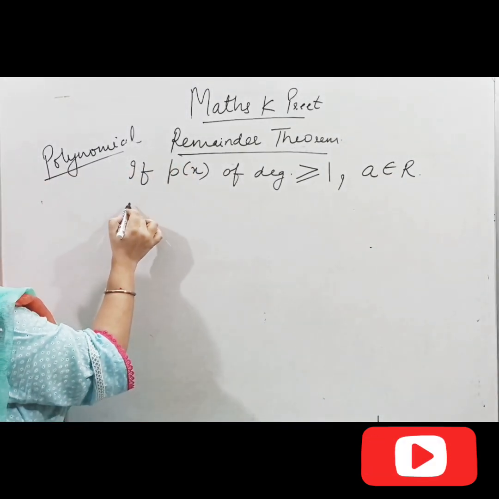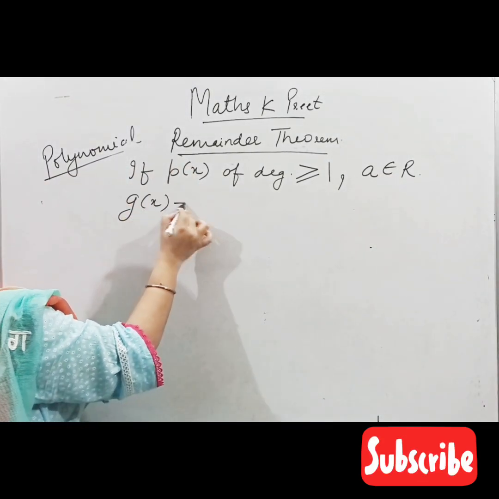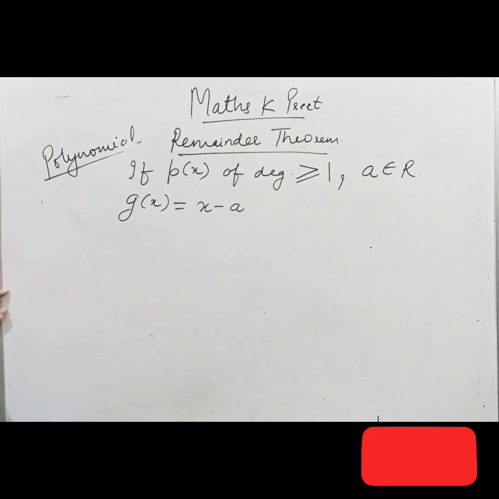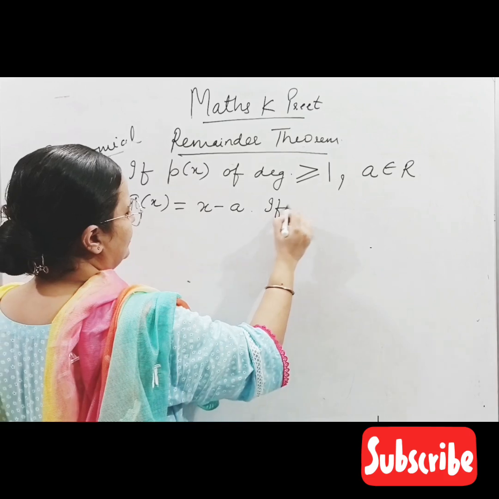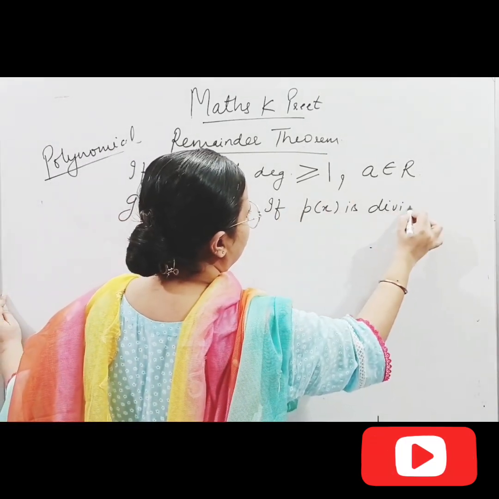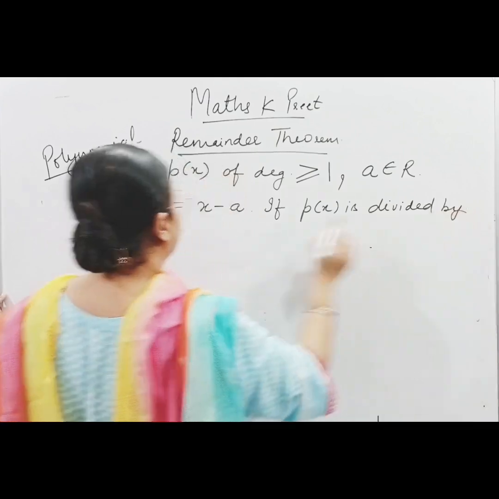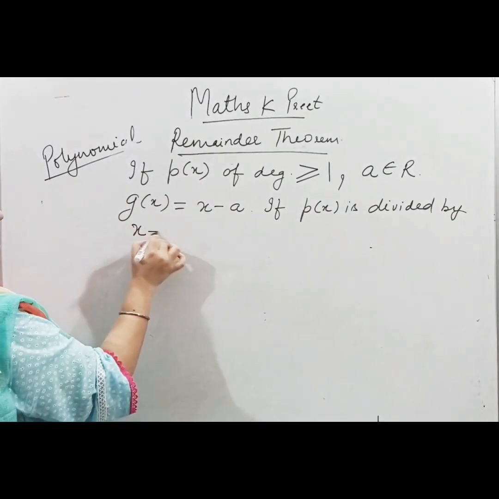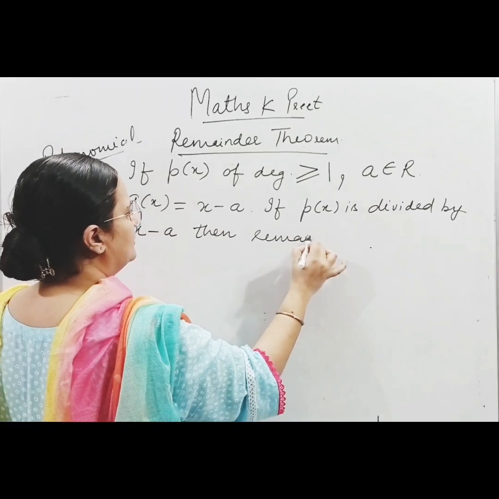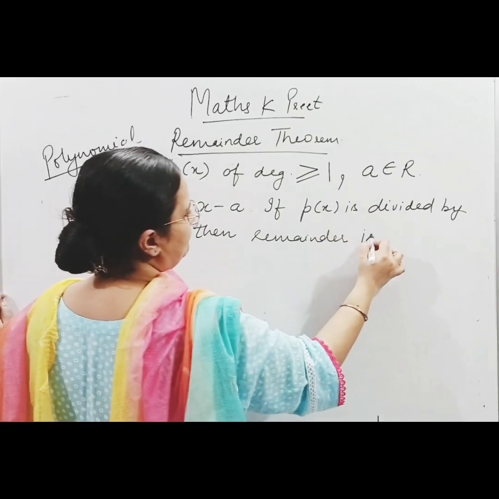What is the role of a? Here g(x) is another polynomial, a linear polynomial x minus a. Then if we divide p(x) by this g(x), x minus a, the remainder will always be p(a).